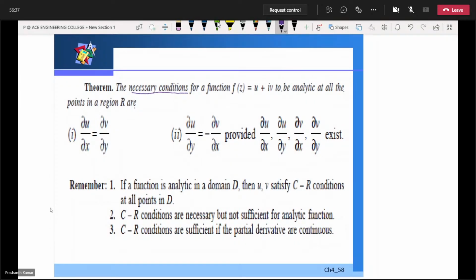Dou u by dou x exists, dou u by dou y exists, dou v by dou x exists, dou v by dou y exists. So here you remember that if f is analytic in a domain D, then u, v satisfy CR conditions at all points in D. CR conditions are necessary but not sufficient for an analytic function. CR conditions are sufficient if the partial derivatives are continuous.